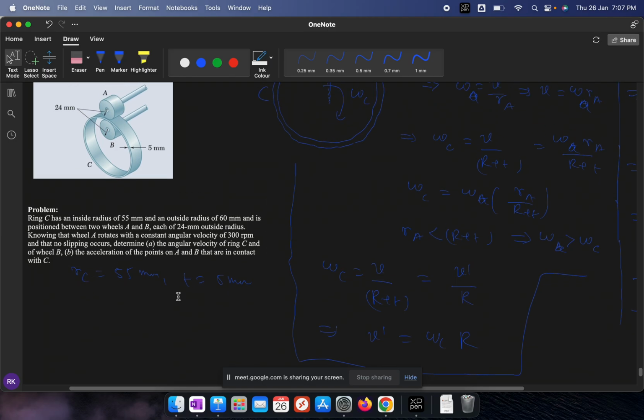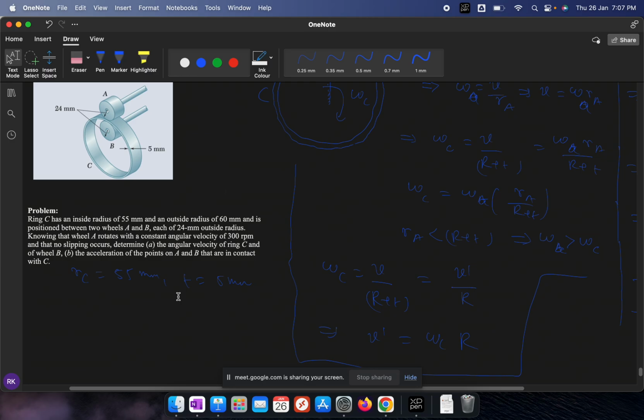What will be the angular velocity of VC? Doing. That is very easy. We already got that. We have to just find the answer.